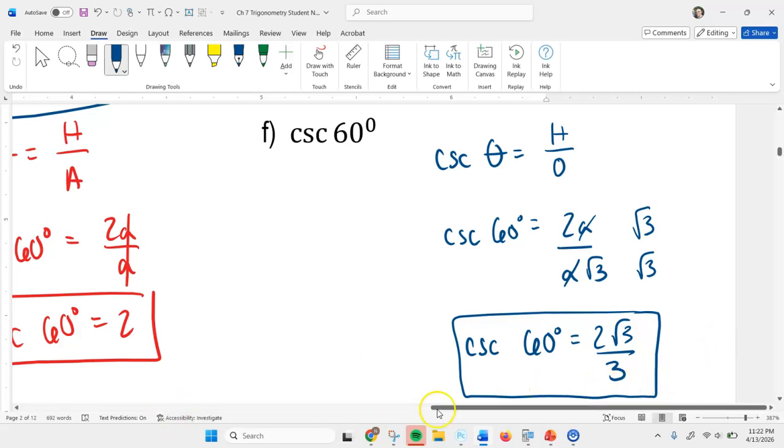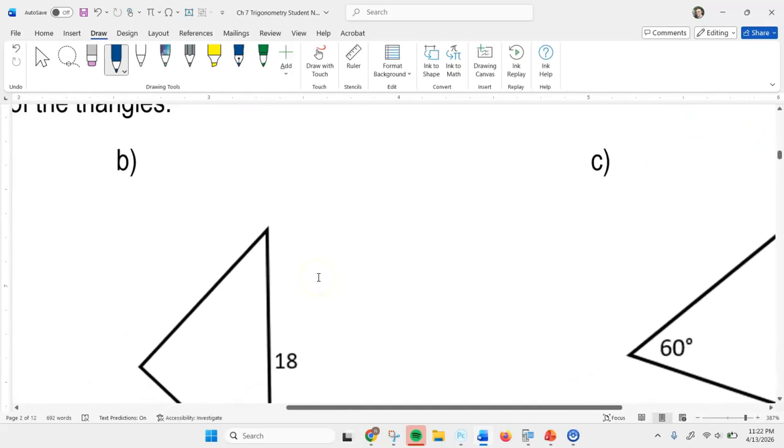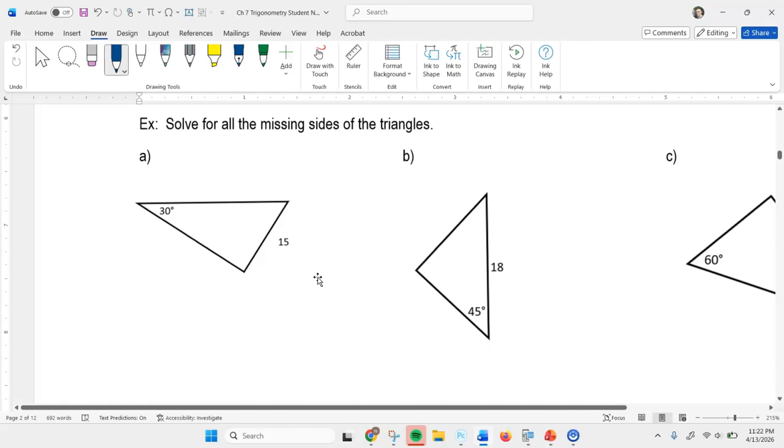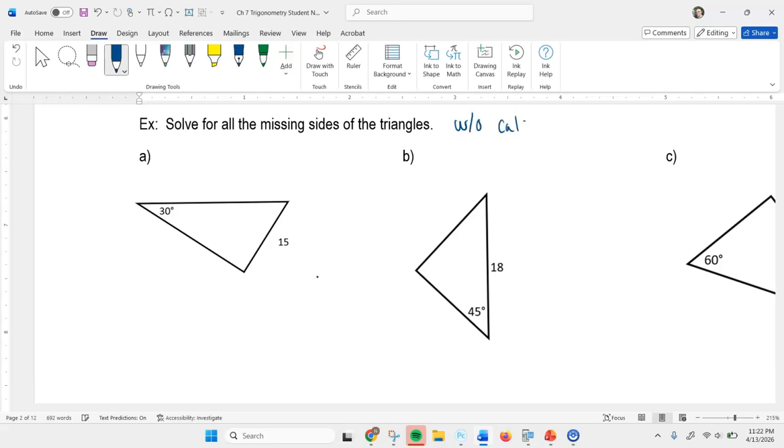All right. Now we're going to go back and use those special right triangles to solve for all the missing side lengths for these triangles. So again, we're solving for every single missing side length. We're going to do this without a calculator, and we're going to look for the exact value, so no decimals. So let's think about which, well, first off, this triangle here, it's not labeled, but these are right triangles.